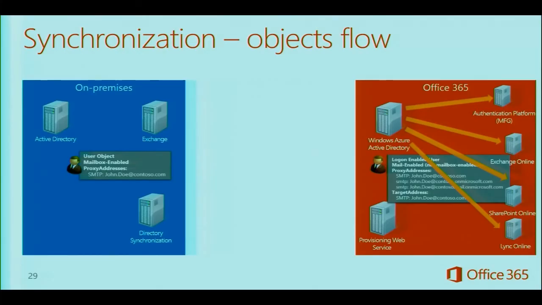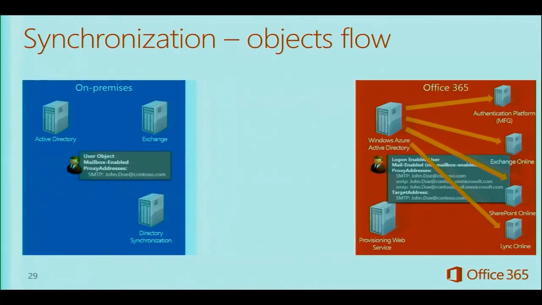Then the next one down, SharePoint Online, will pull all of the AD objects and all of the group objects so that it can give you a list of those objects in the SharePoint People Picker so that you can assign permissions to them. And the last one down there, Lync Online, will also pull all of the user objects out of WAAD for Lync services as well.